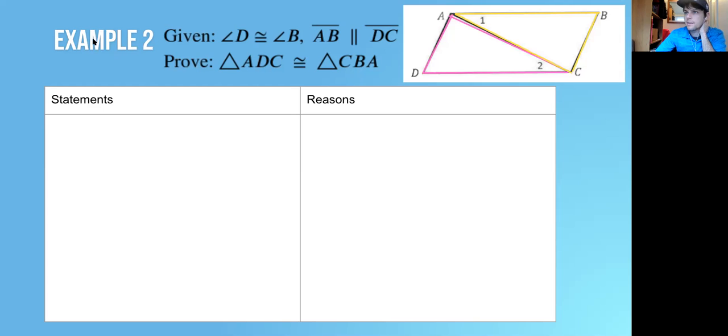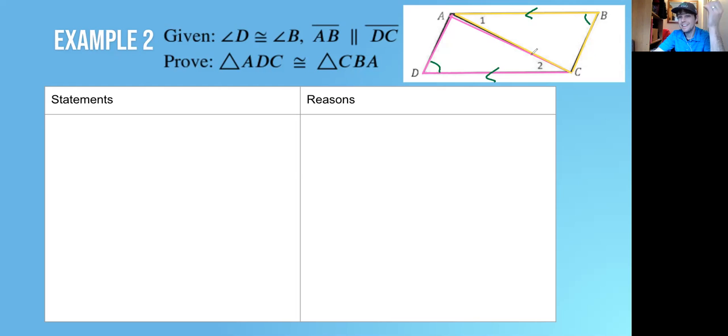Now, again, second step, like I did last time, are the given statements marked on my picture. Angle D is congruent to angle B. It wasn't marked, but now it is. AB is parallel to DC. I'll go ahead and mark that too. Okay. So identified what we're trying to prove: the two triangles we're trying to prove congruent. I outlined those in pink and yellow here, and marked my givens in the green.